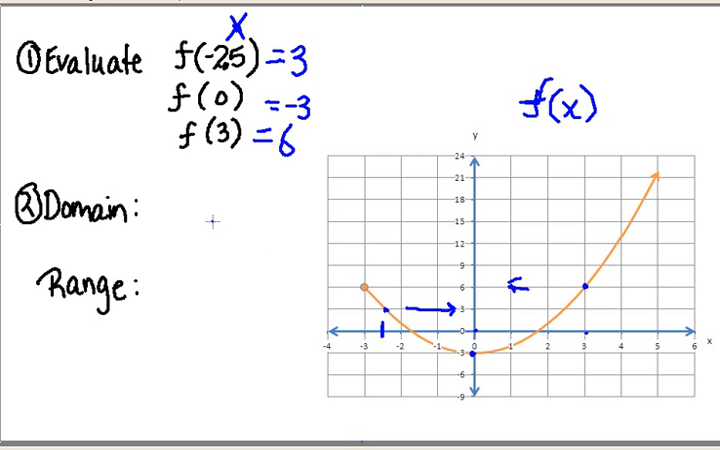Now let's talk about the domain and range. When you see domain, you should think x values, or in other words, all valid x inputs for this function. On this particular graph, I have a solid circle here and I have an arrow going off here. The solid circle means that my function stops here at negative 3.